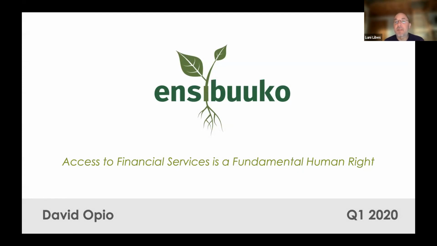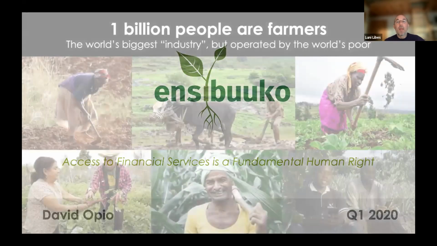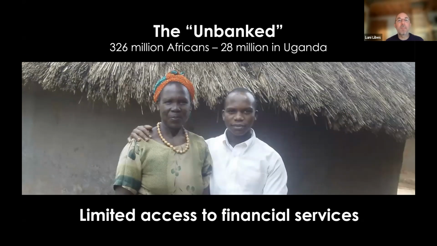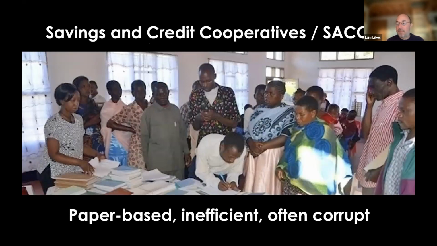access to financial services is a fundamental human right. I say this because there's a huge number of people on the planet who are subsistence farmers who don't have access to financial services. In Africa, we call them the unbanked, right? There are hundreds of millions of Africans who are unbanked, including 28 million people in Uganda, including one I know really well, my mom. The solution that these smallholder farmers have is called savings and credit co-ops, or SACCOs. And the problem with savings and credit co-ops is that they run on paper.